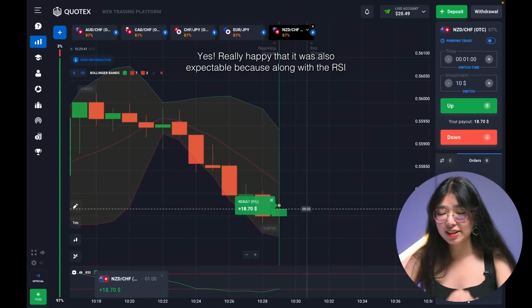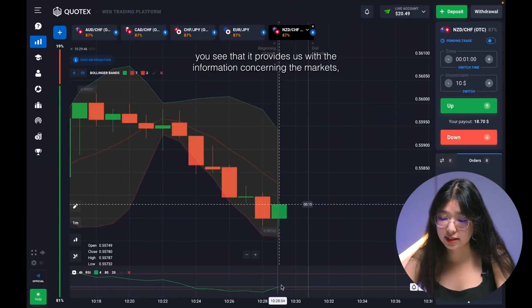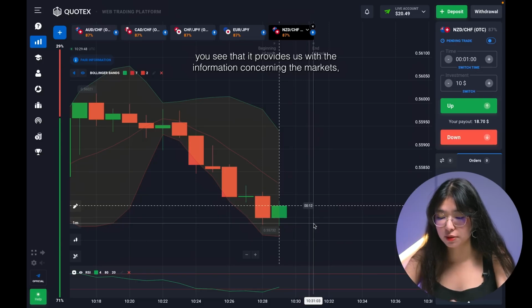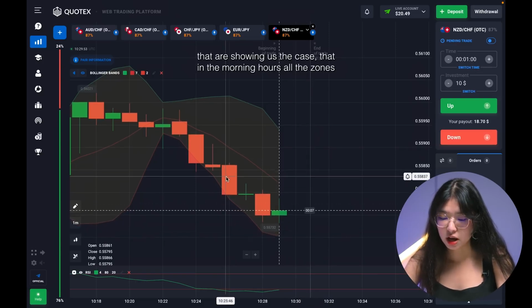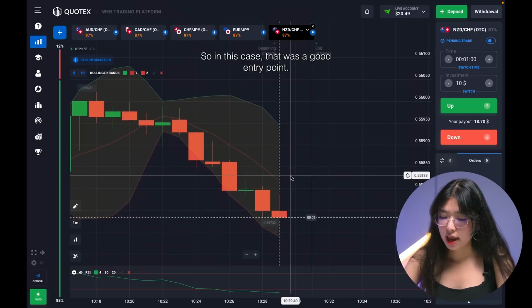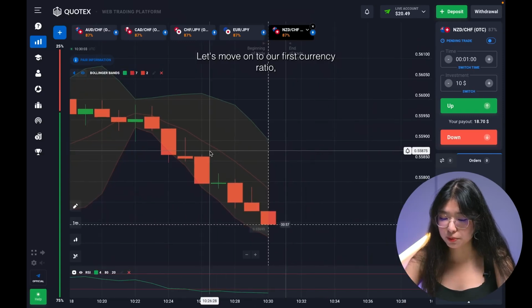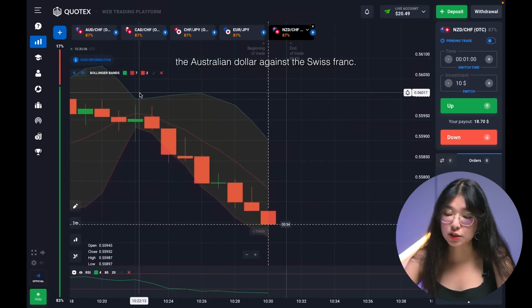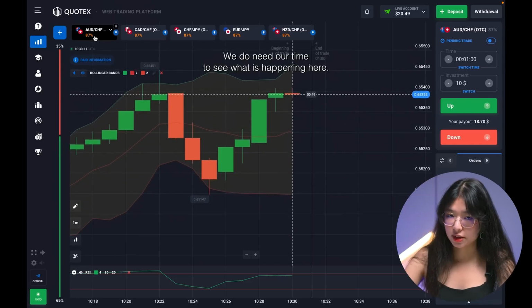Yes guys, really happy that it was also acceptable, because along with RSI we see that it provides us with information concerning the markets that are showing us the case that in morning hours all the zones don't last so long. And in this case it was a good entry point. So let's move on our first currency pair, the Australian dollar against the Swiss franc. So we don't need our time to see what is happening here.